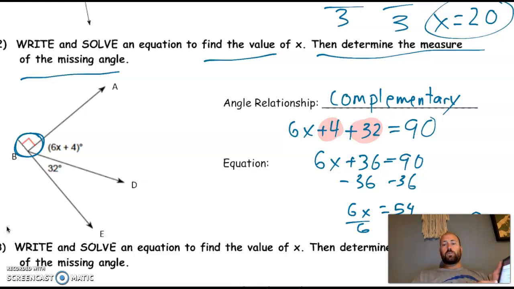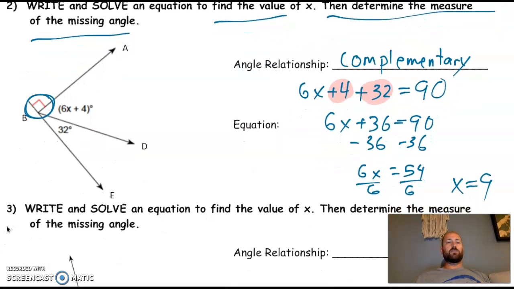Now, I'm sure there is someone out there saying, can't I just do 90 minus 32? Yeah, you could. We will have angles in which both of the angles have a variable. So I'm just going to practice plugging it in.